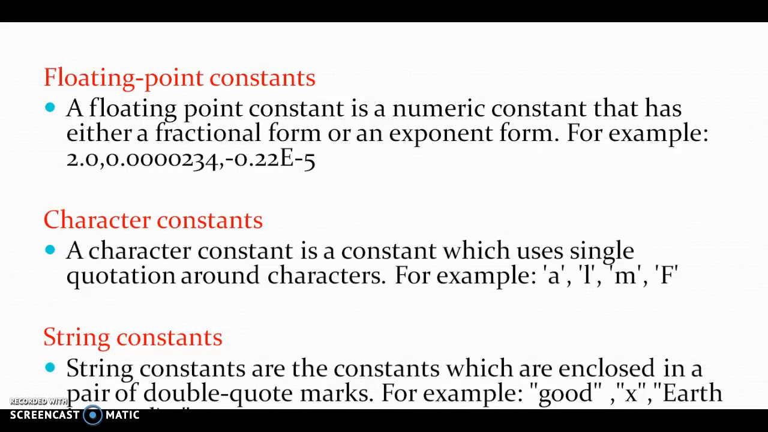Character constants. A character constant is a constant which uses single quotation marks around the character. For example, A, I, M, F, which are under single quotes. Even the same for string constants. String constants are constants which are enclosed in a pair of double quote marks. So whenever you are defining a character and a string, make sure that you have used a single quote or double quote respectively.